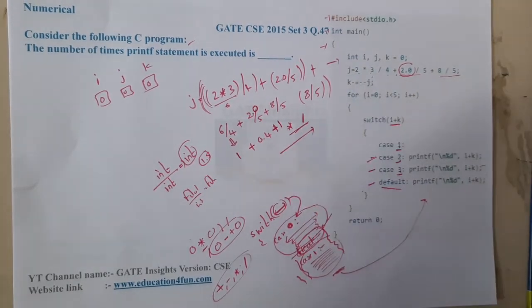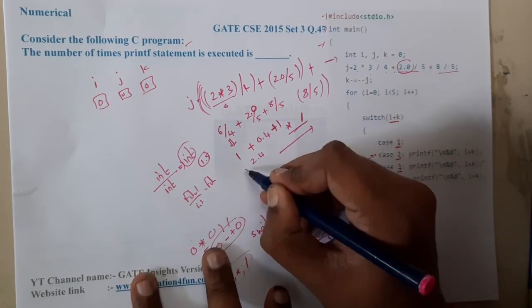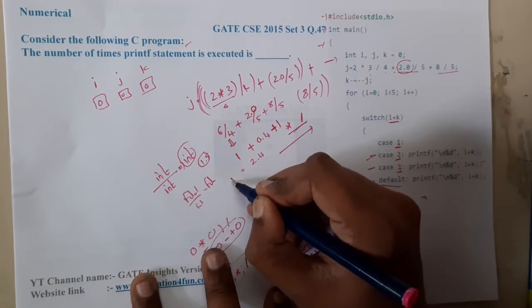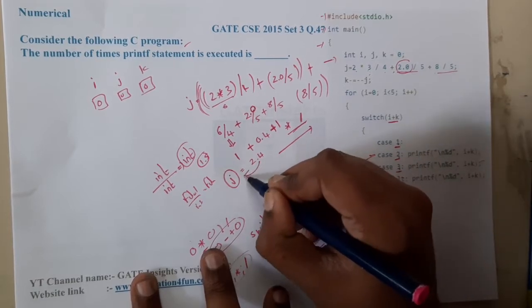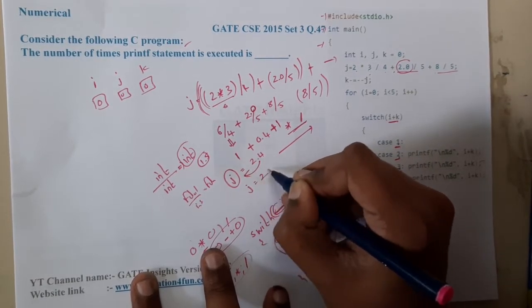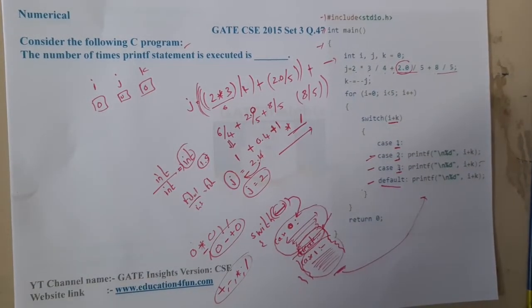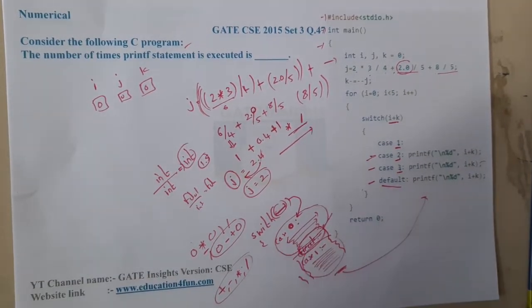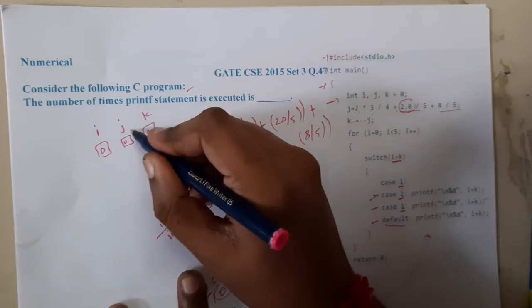Okay, so now what is the result, guys? It is nothing but 2.4. That is equal to j. But what is j? j is also an integer. So again j is equal to 2. It will remove that 0.4 value and convert it into 2. So now you got the value of j, right? Yes. Okay, so now the value of j is 2.